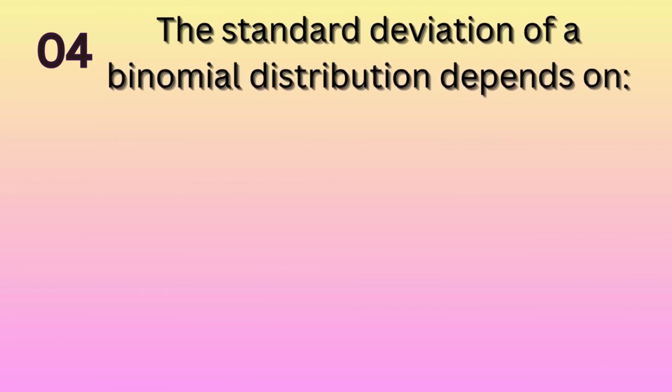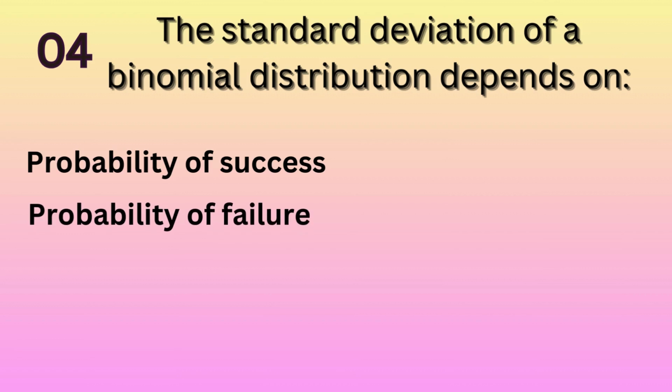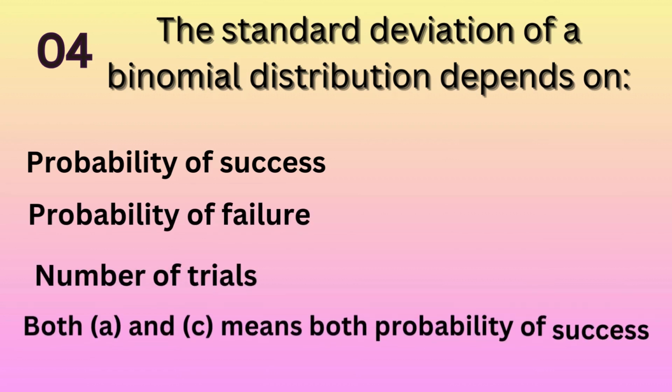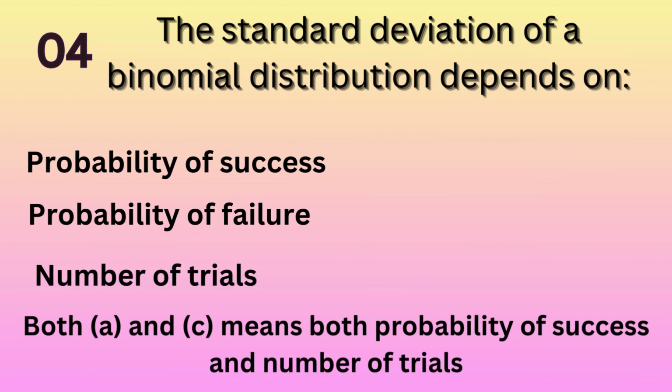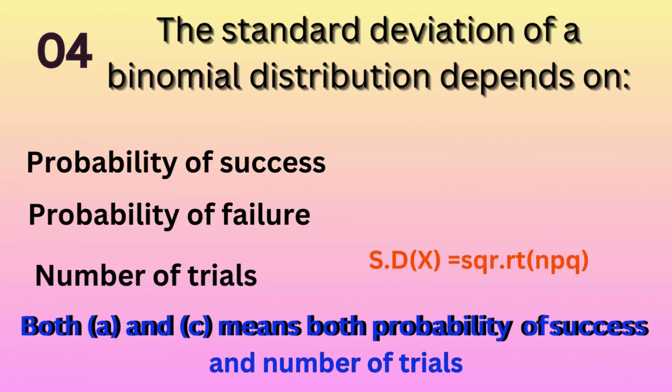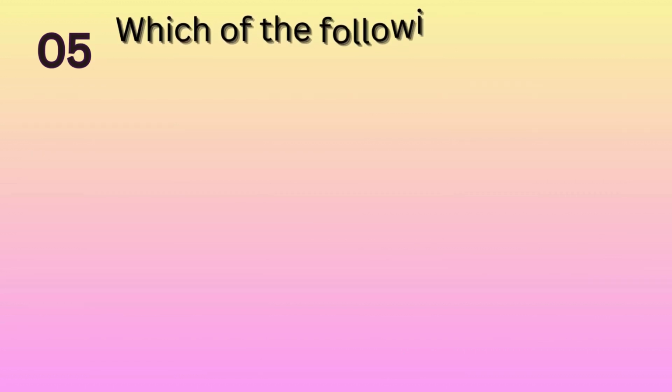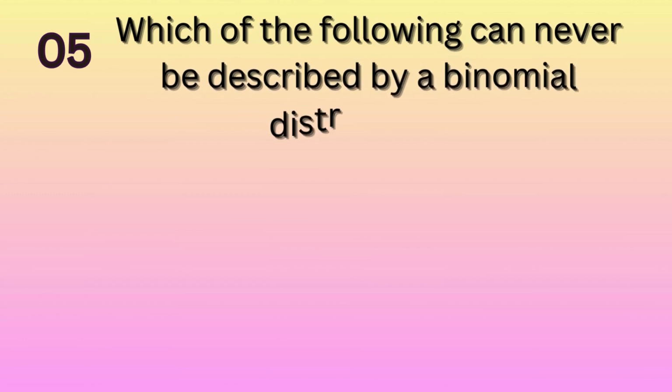The standard deviation of a binomial distribution depends on: the options are probability of success, probability of failure, number of trials, both A and C, meaning both probability of success and number of trials. The right option is both A and C, because the standard deviation of a binomial distribution depends on the number of trials, n, and the probability of success, p, as well as the probability of failure, q, which is directly related to p.